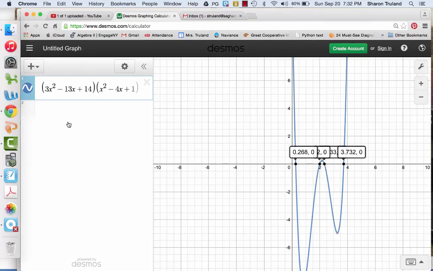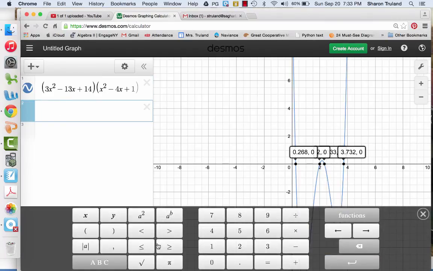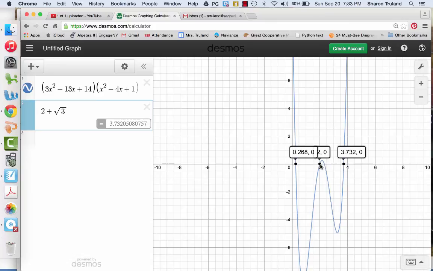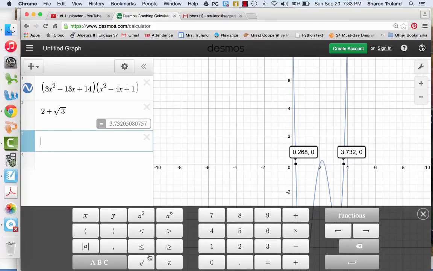Now the other cool thing about Desmos is I can come right here and I can type in 2 plus the square root of 3. Look, it tells me it's 3.732. And then here I can type in 2 minus the square root of 3. And that answer is 0.2679 approximately, 0.26. Hey, did my work correctly. Got the same thing Desmos got.